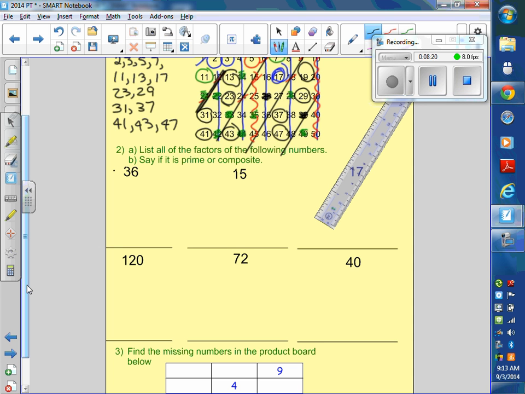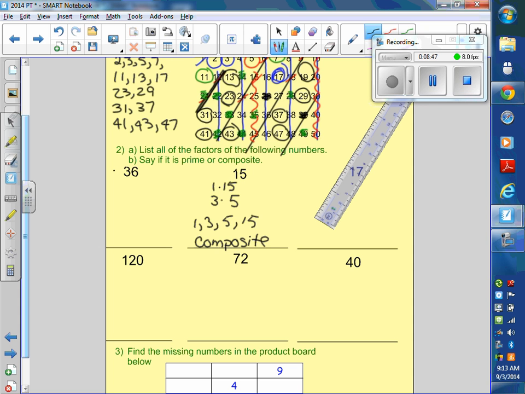Composite. So all the factors of 15 would be 1 times 15. And then, does 2 go into 15? No. So 3 times 5. Do you know that little dot means multiply? Okay. So the factors are 1, 3, 5, and 15, and it is composite. That's how your answer should look.